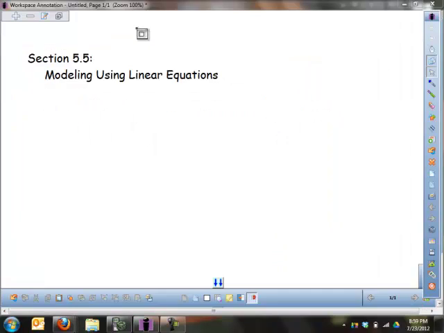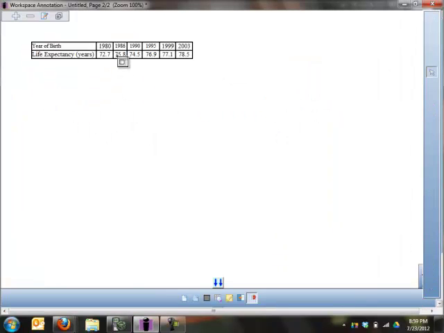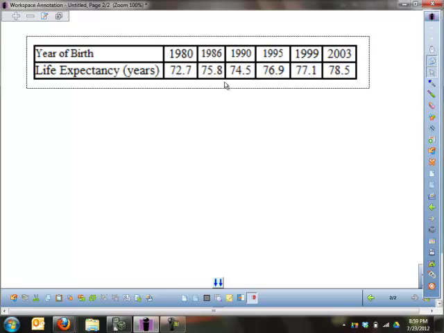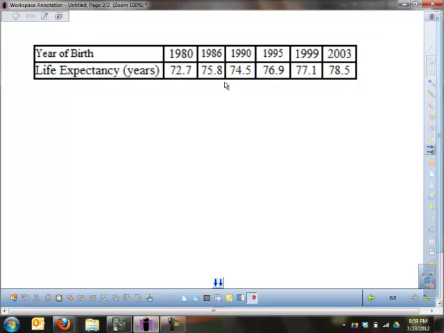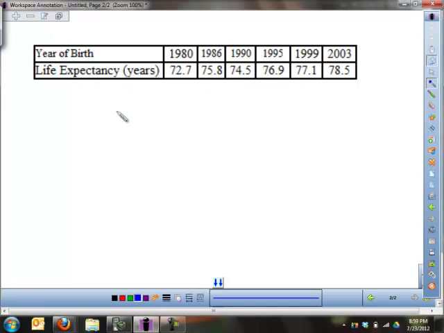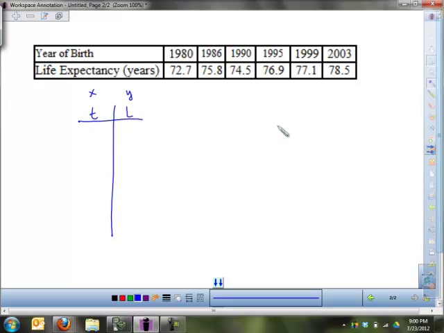We're going to do the table on the calculator, but we're going to reconstruct it a little bit, or rearrange the table. Our idea is to make an XY table, but instead of an X and a Y, we have T and L for the life expectancy. Remember though that T is each of these years minus 1980.